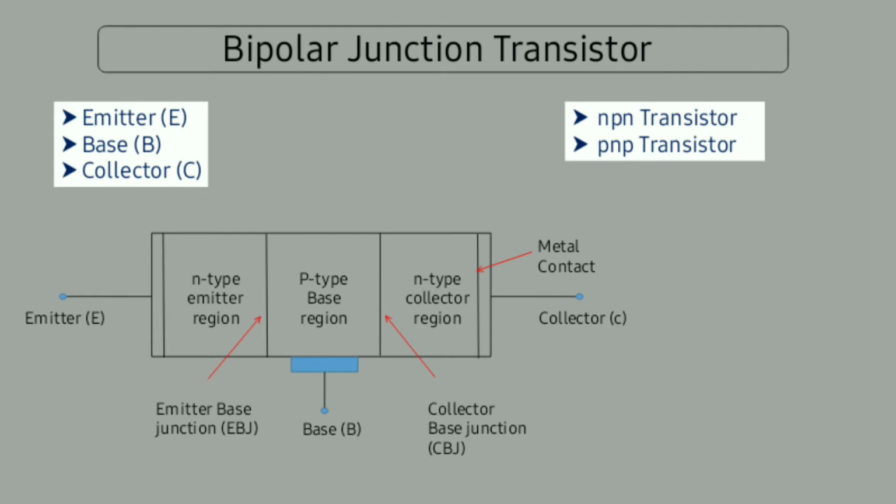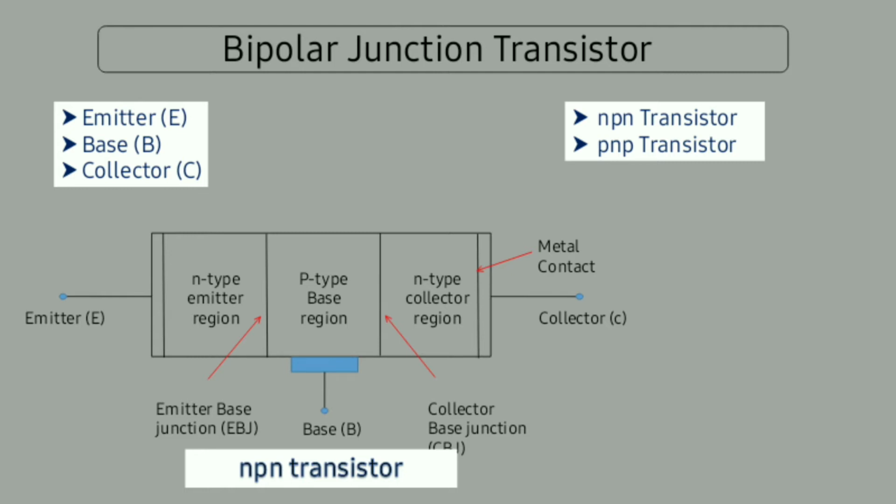NPN transistor is the most commonly used BJT. The NPN transistor behaves like two PN junction diodes connected back to back. The junctions here are mentioned as EBJ, that is emitter base junction, and CBJ, collector base junction.